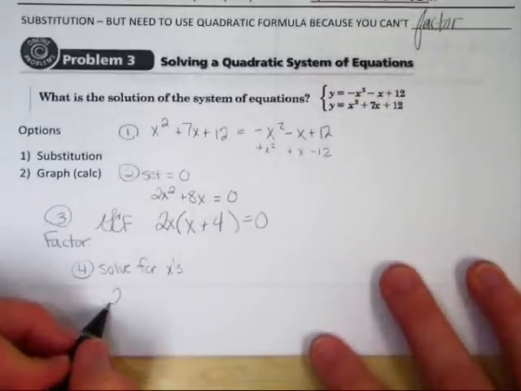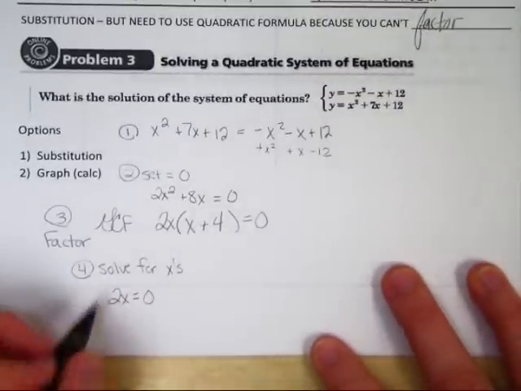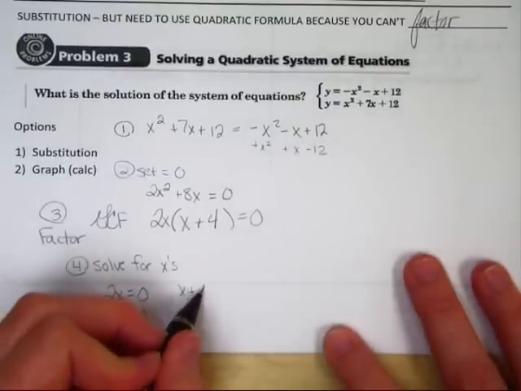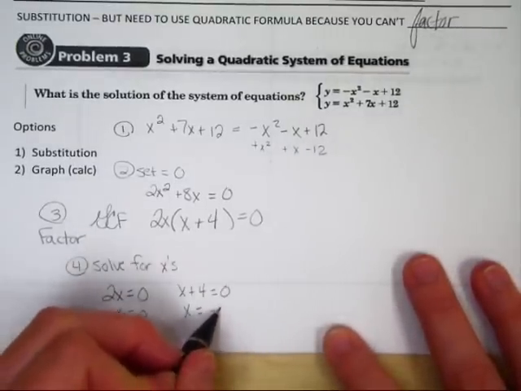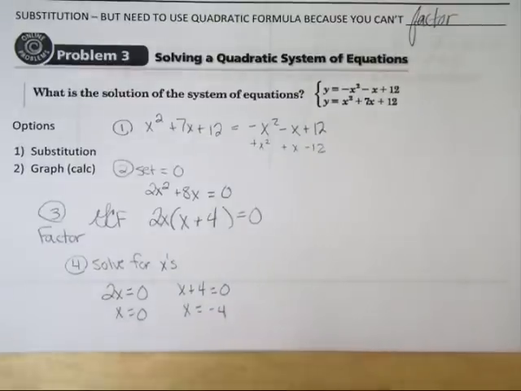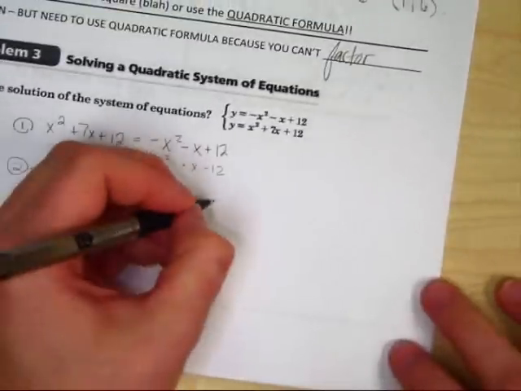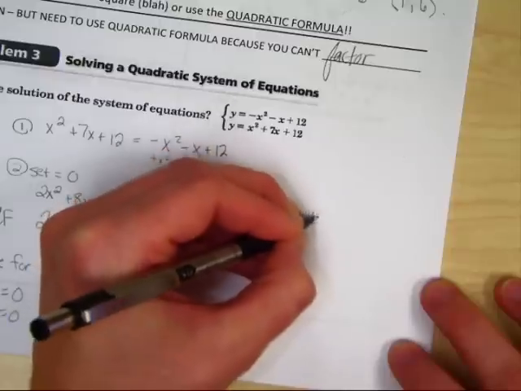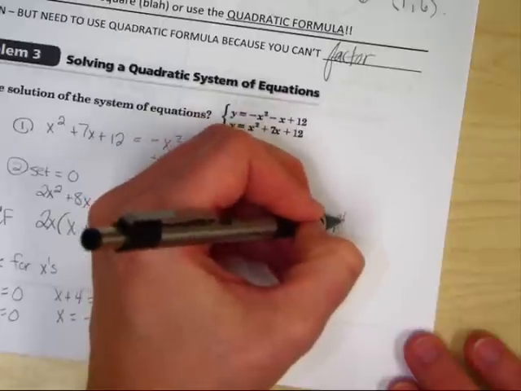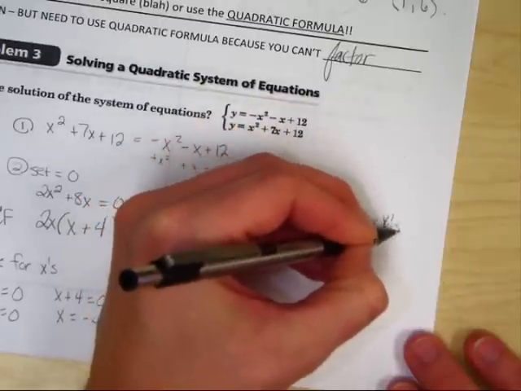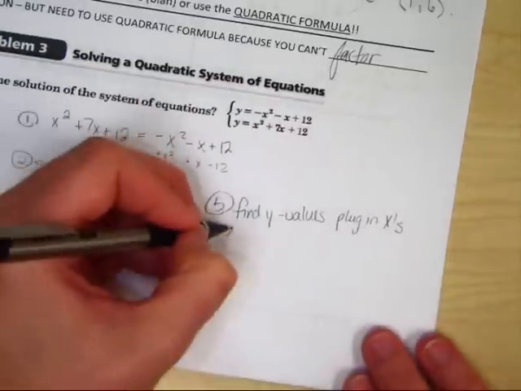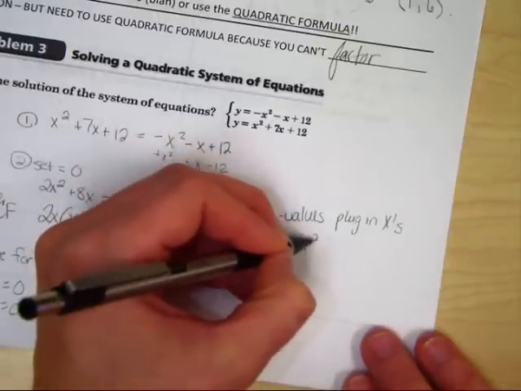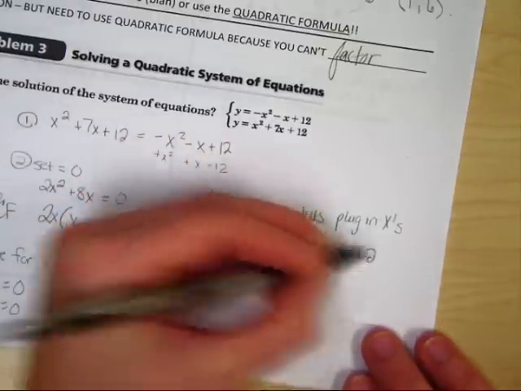Alright, let's take our first item, 2x, and set it equal to 0, and divide by 2, x is 0. Take the second item we have, x plus 4, set it equal to 0. Solve for x, x is negative 4. So you now have your two x values. Step 5, you need to find your y values. To find your y values, you plug in the x's. And I would pick the easier equation. I would say it would be the second one, y equals x squared plus 7x plus 12, because we have more positives to work with.